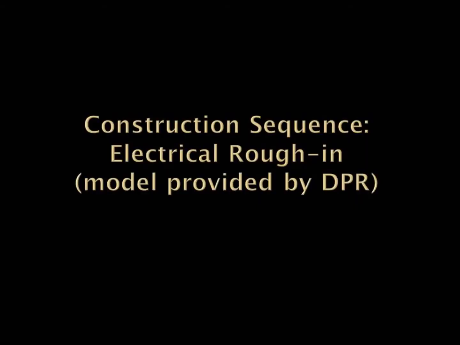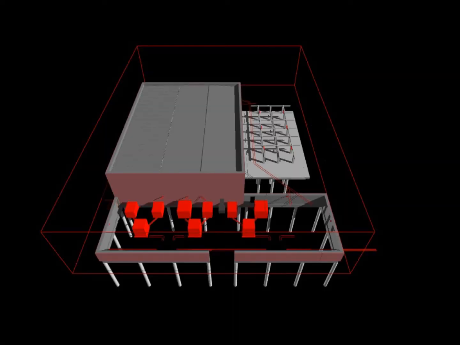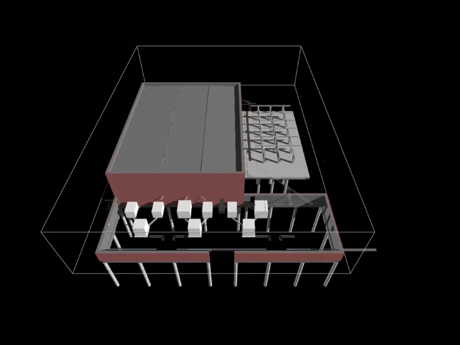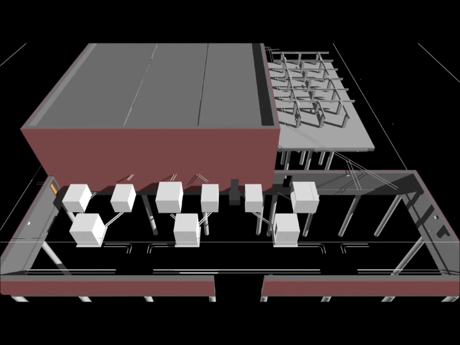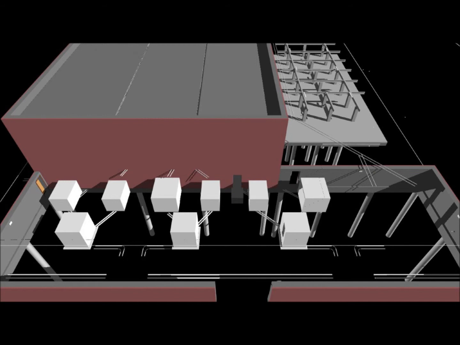Next is the electrical rough-in. The Navisworks model is provided by DPR. Therefore, for all the MEP, the model will be placed into my model, and we will examine the elements of each division of work. Note the electrical units placed in the yard along with the conduits underground going to and from the building. These supply the building with its power.